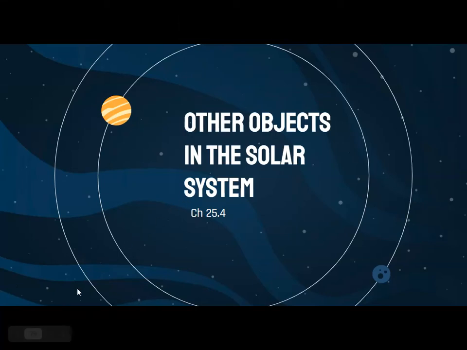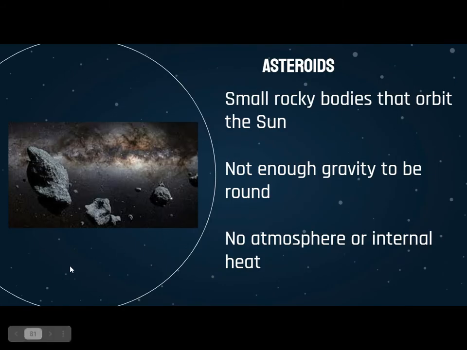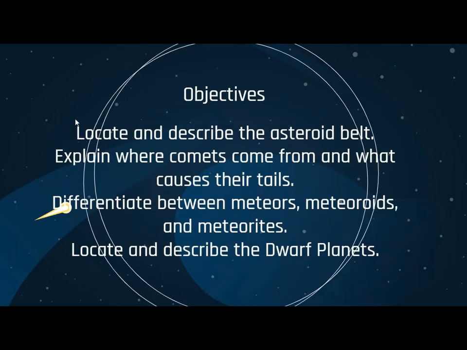Okay, today we are talking about the last section of the chapter, Other Objects in the Solar System. Mostly this is going to be like asteroids and things like that. Sorry. There are your objectives.